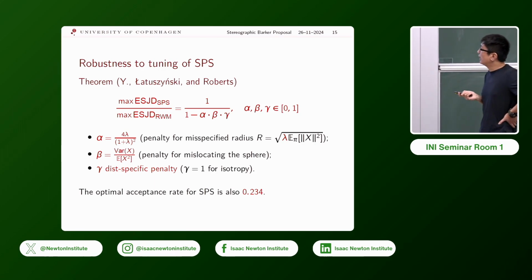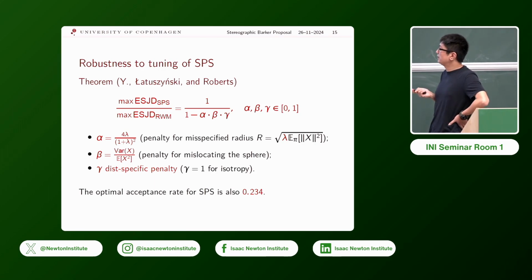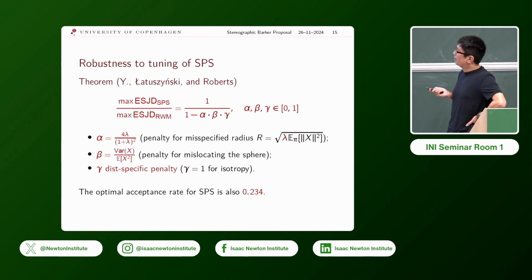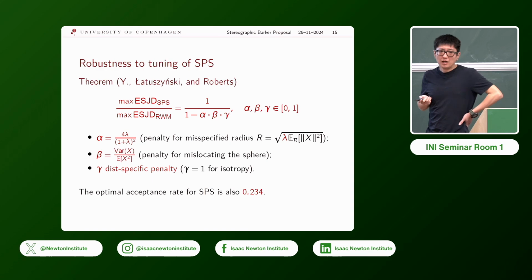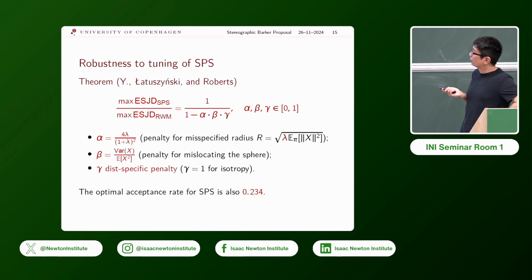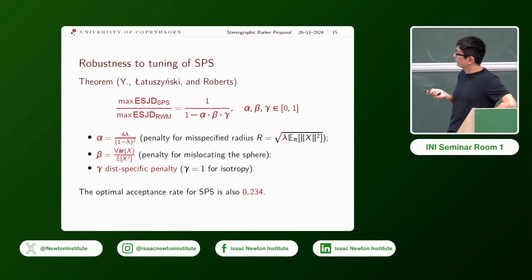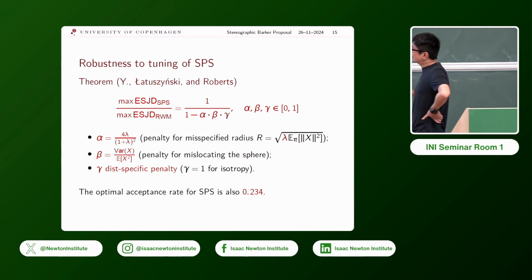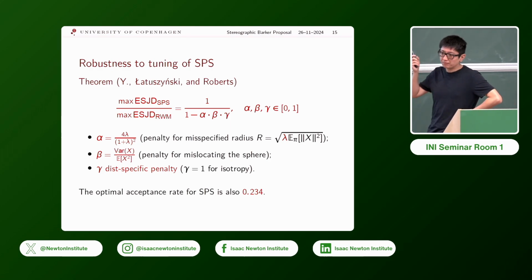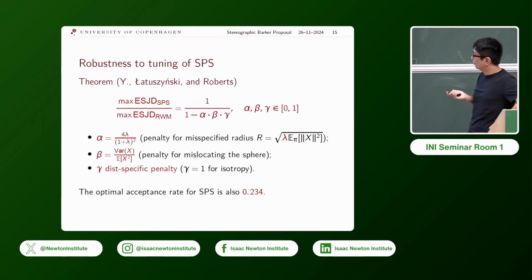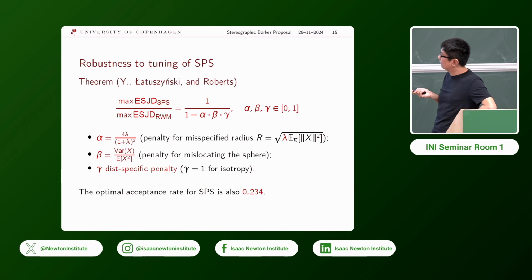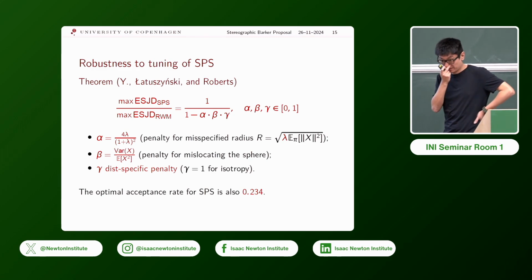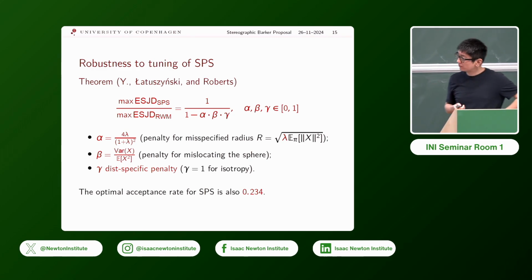And finally, this gamma is a distribution-specific penalty. It basically measures how close to isotropic the distribution of your target is. So it equals 1, for example, for a Gaussian target. But if your target is not close to isotropic, then you have a constant gamma here. And also for the other tuning parameter, the local step size H, the optimal choice is to tune it to get the optimal acceptance rate of 23%. So basically this is the robustness to tuning.